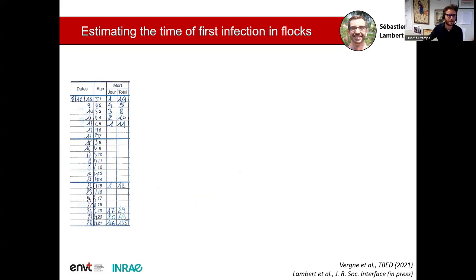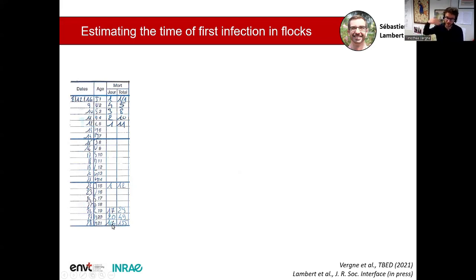In the end, what we did is that we took the registry of different farms that became an outbreak, and we looked at the daily mortality in these different farms. That's the column jour here, day. That column reports the number of dead ducks every single day for the month of December 2016. You can see that it's very low, and then it increases from 17 to 20 to 106.